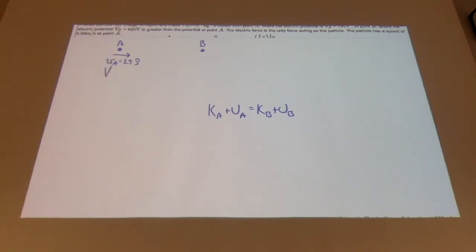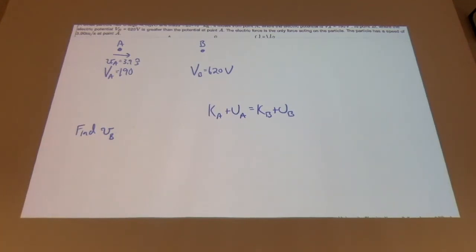So we also have a potential at point A that is, let's see, 190. And then we have a potential over here at point B that is 620. We are going to try to find the velocity at point B. The velocity at point B. So let's see what happens.